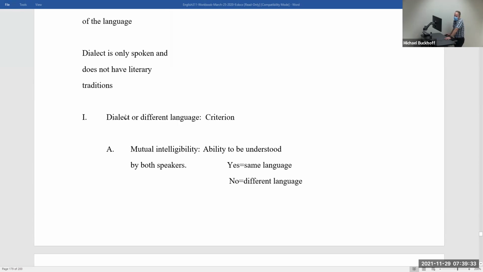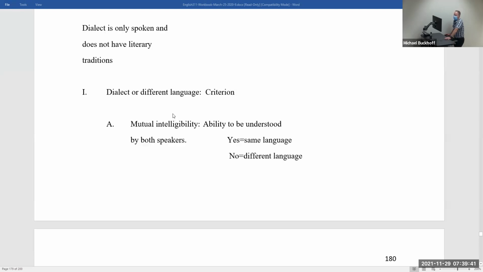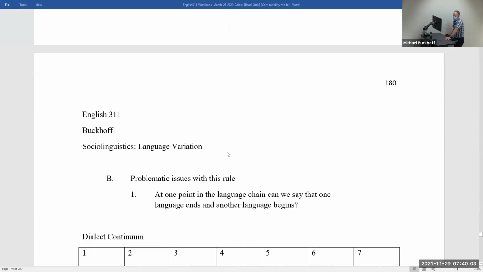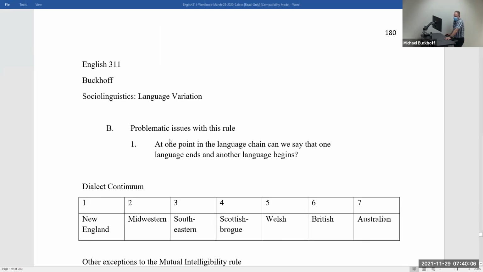There's a criterion. How do we separate a dialect from a language, or at what point does a dialect become a different language? The criterion here is what's called the mutual intelligibility rule, the ability to be understood by both speakers. If the dialect can be understood by pretty much everybody within that country, we would call that the same language. If the answer is no, then maybe it's time to call it a different language. There are problematic issues with this rule. At what point in the language chain can we say that one language ends and another language begins?